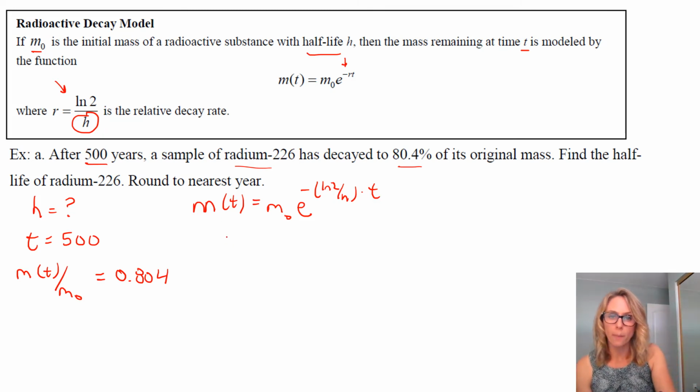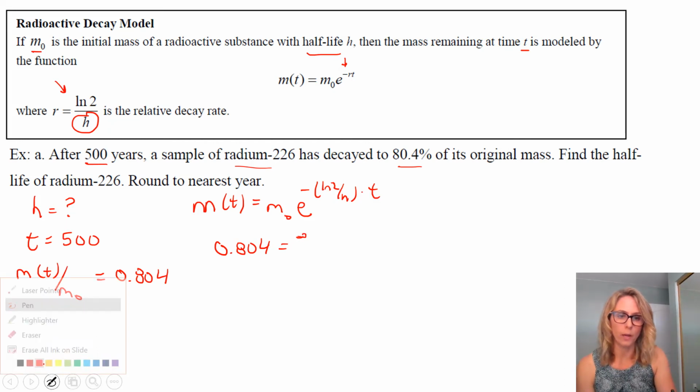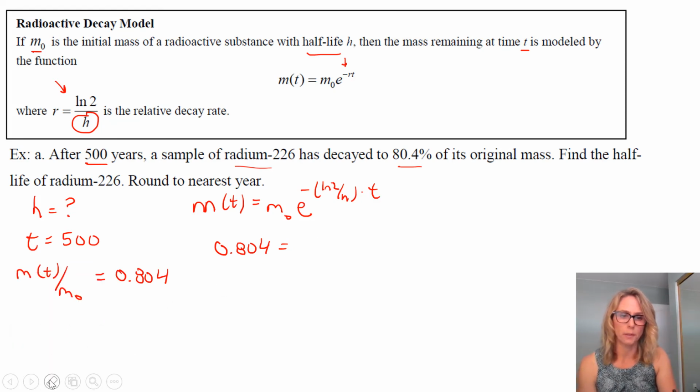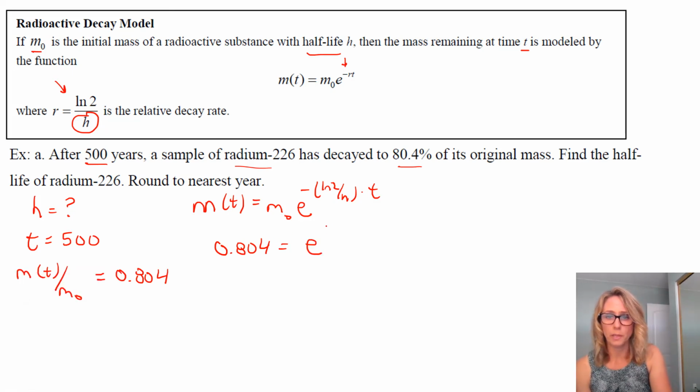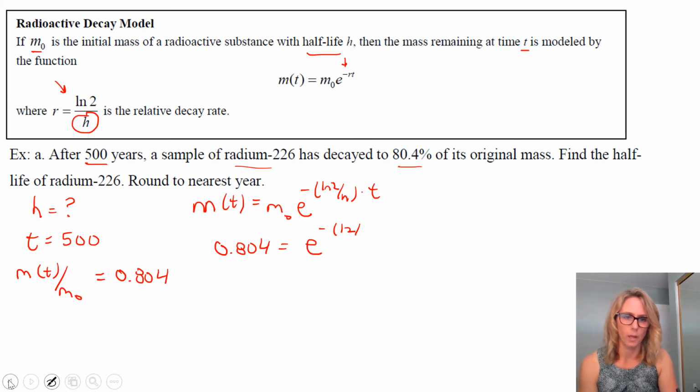So if we divide both sides by m naught, we should get 0.804, and that's equal to our e, then to the negative ln2, and then we do have t. Let me move that down a little bit. Then we'll be able to start using some natural logs.